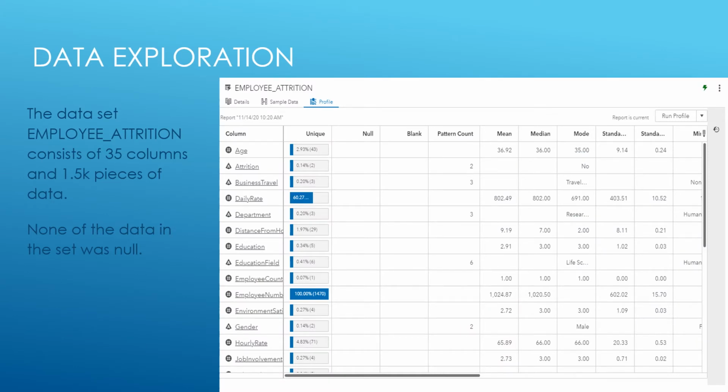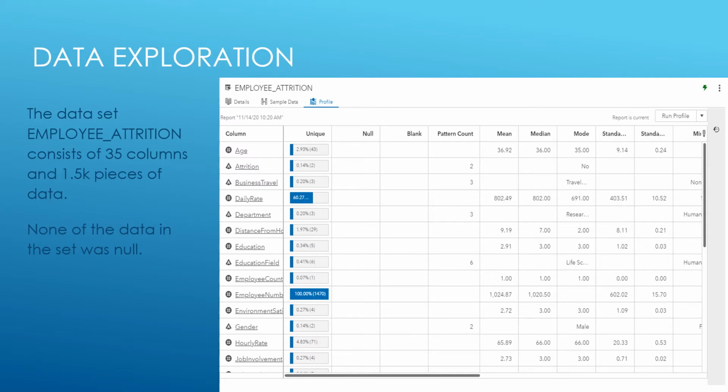Looking at our data set called employee attrition, we have about 35 columns and over 1,500 data points. We look at various things such as age, attrition, business travel. None of the data in this set was null, meaning none of the data was missing, which is one of the main reasons why I chose this data set.